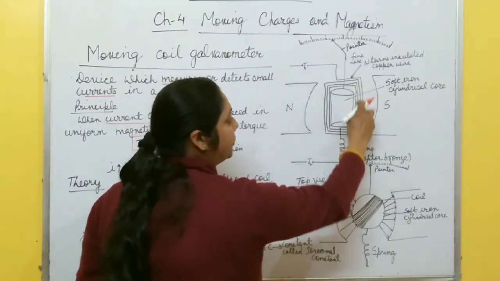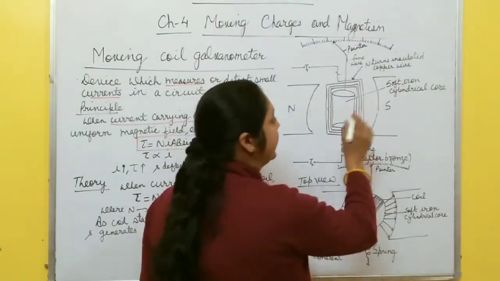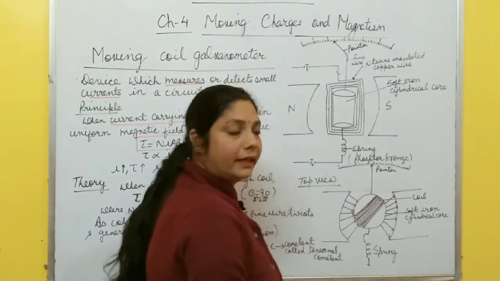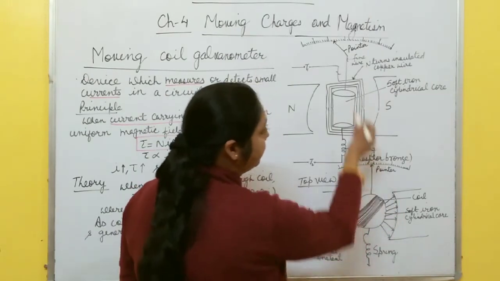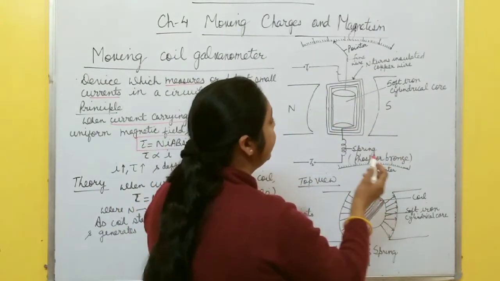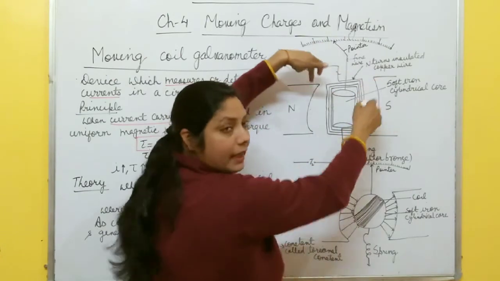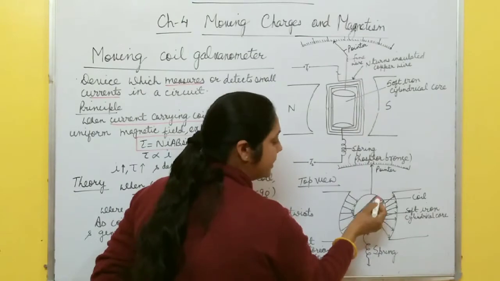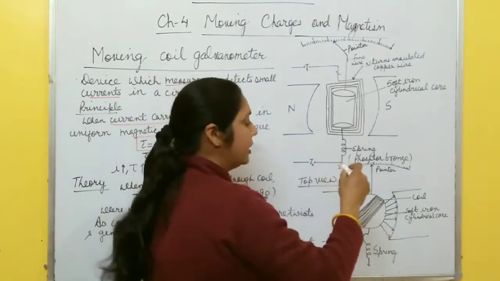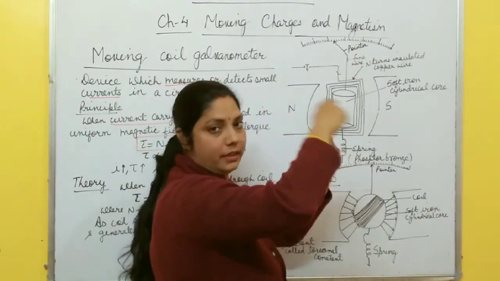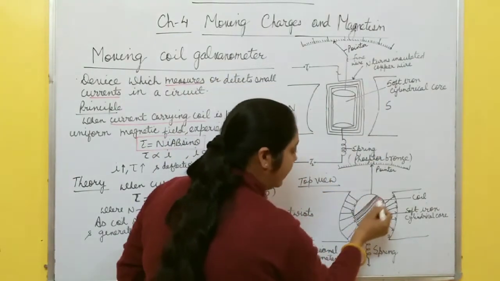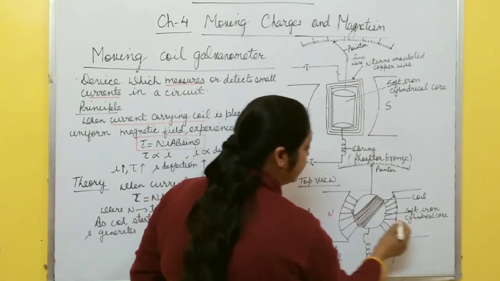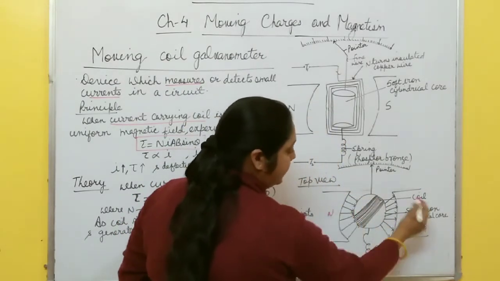Current starts flowing through this coil and it experiences some torque, because this current carrying coil is placed in a magnetic field. This is the top view of this moving coil galvanometer. When you look from the top of this arrangement, you find this is a circular coil, over which a large number of turns are bound, right? So these are a large number of turns. This is the top view, and this one is the north pole and south pole, right? The magnetic field is in this direction.